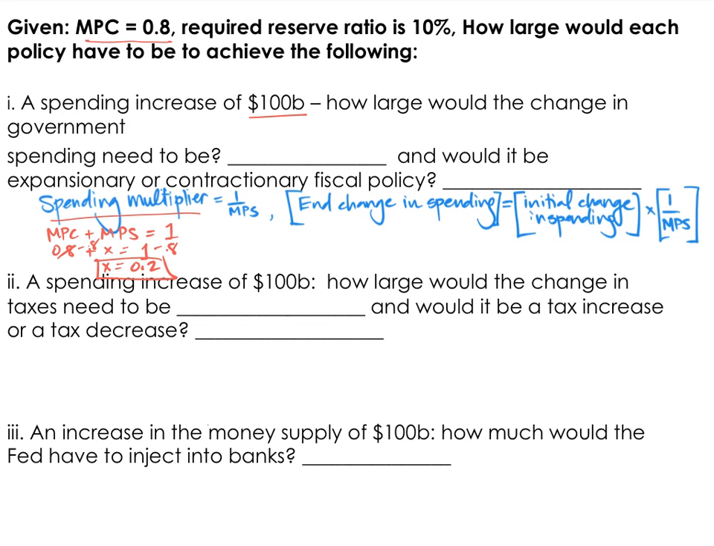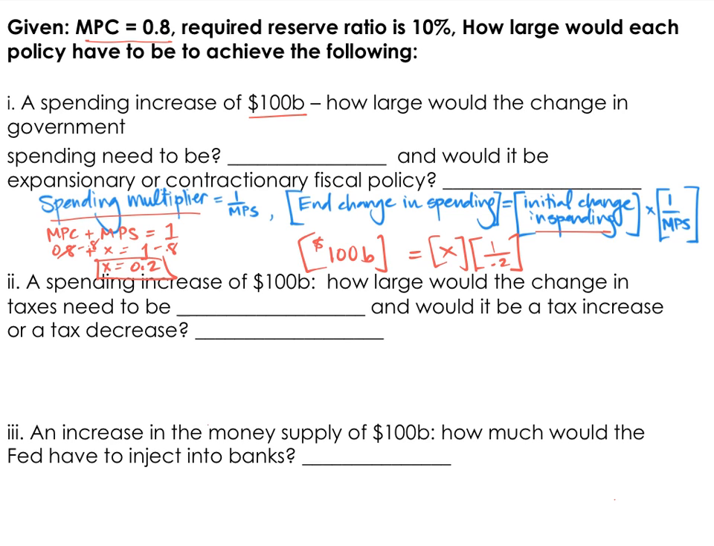We know the end change needs to be 100 billion. How large would the change in government spending need to be? So they're asking us for this piece of information. They're saying we know we need to increase by 100 billion, and we don't know what that initial change is, but we know that the multiplier is 1 over 0.2, right?